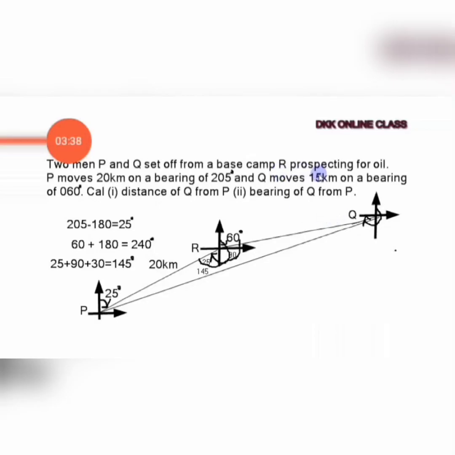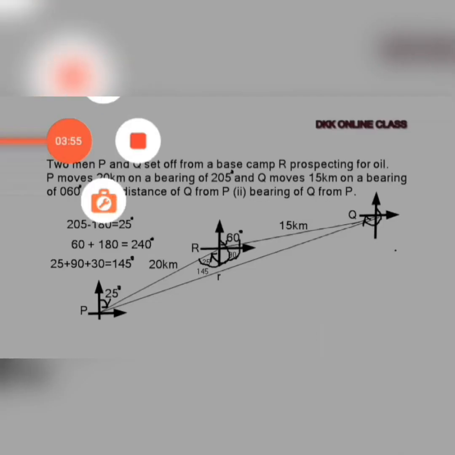Then let us go ahead and represent our distances. P and R is 20 km and R and Q is 15 km. But PQ, we don't know the distance, so we can represent this as small letter r, because it is the side facing angle R.